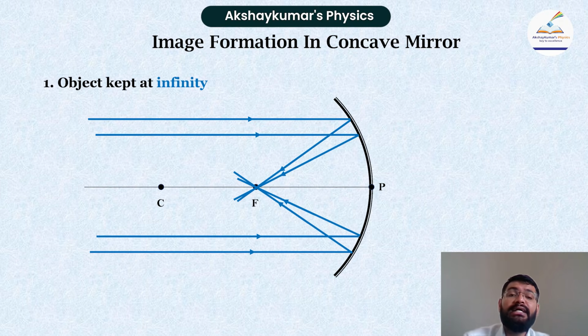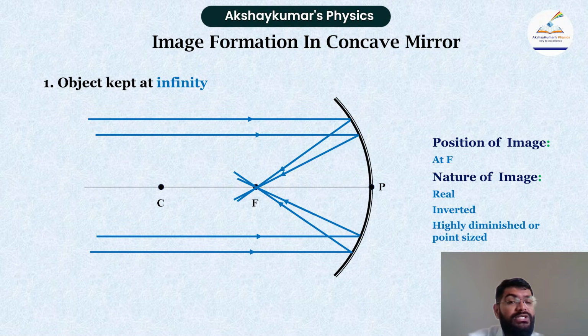So what is the nature of the image going to be? As the rays are actually meeting, it means that it is a real image. The real image is always going to be inverted, and this is going to be highly diminished or point size image. So whenever an object is kept at infinity, the image is going to form at focus, and the nature of image is going to be real, inverted, and highly diminished or point size.